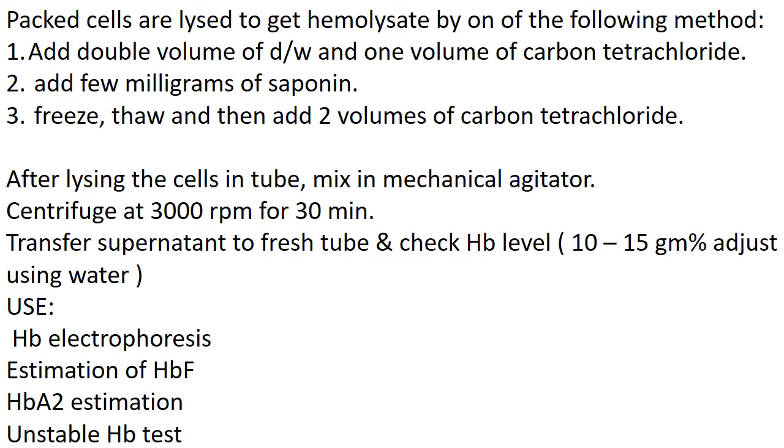The first method is to add double the volume of distilled water and 1 volume of carbon tetrachloride. That is, suppose you have 1 ml of the packed red cells, then you add 2 ml of distilled water and 1 ml of carbon tetrachloride solution. So that will give you a hemolysate solution. The second method is adding a few milligrams of saponin. The saponin chemical also helps to lyse the red cells.